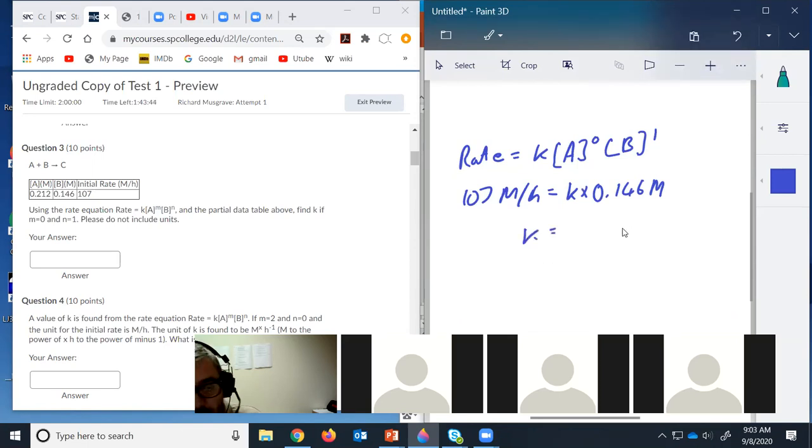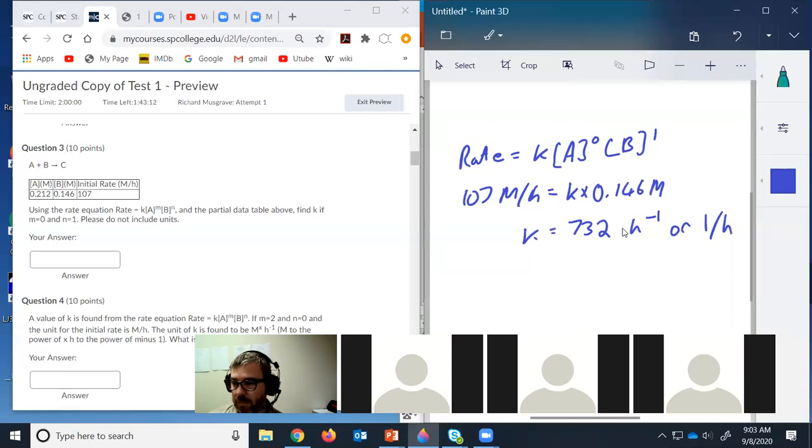Anyway, so K is numerically going to be 732, and the units would be hours to the -1 or 1 over h. Okay. So if we have a to the 0 power, we don't have to include it in that second step because anything to the 0 power is 1. That's right. The unit to the 0 power as well becomes 1. So anything to the 0 power becomes 1.